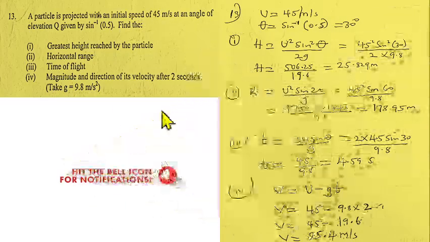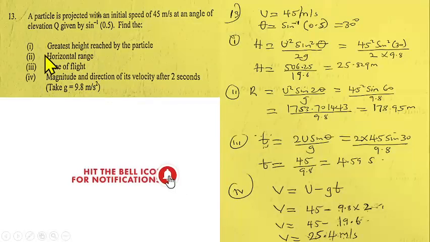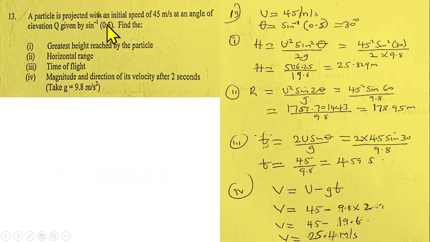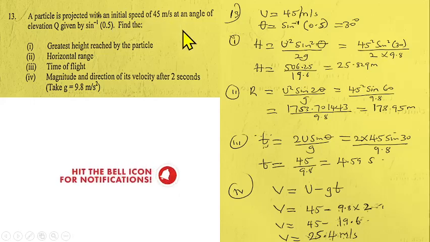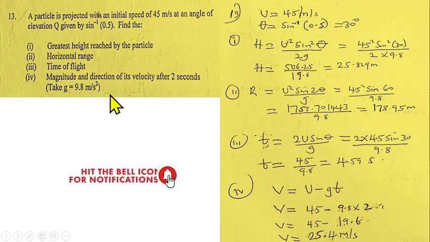Next question is question number 13, and it's on projectiles. We are told that a particle is projected with an initial speed of 45 meters per second at an angle of elevation theta given by sine inverse of 0.5. Find the greatest height reached by the particle, the horizontal range, the time of flight, and the magnitude and direction of the velocity after 2 seconds, given that g is 9.8 meters per second squared.